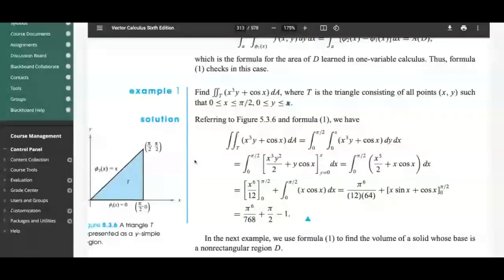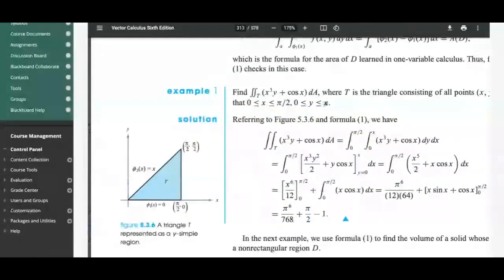So the picture is this. Right? So what is x? This is called y simple. So this is phi 1, phi 1 of x equals 0, and phi 2 of x equals x, the identity function. So phi 1 of x equals 0, that's just the x-axis. Phi 2 of x equals x, that's just the line y equals x.